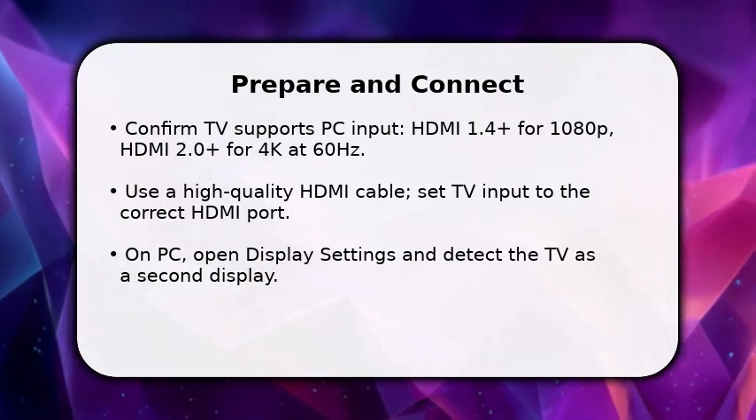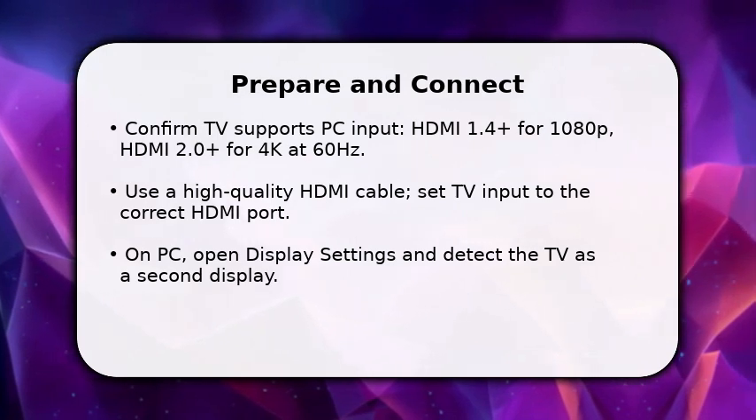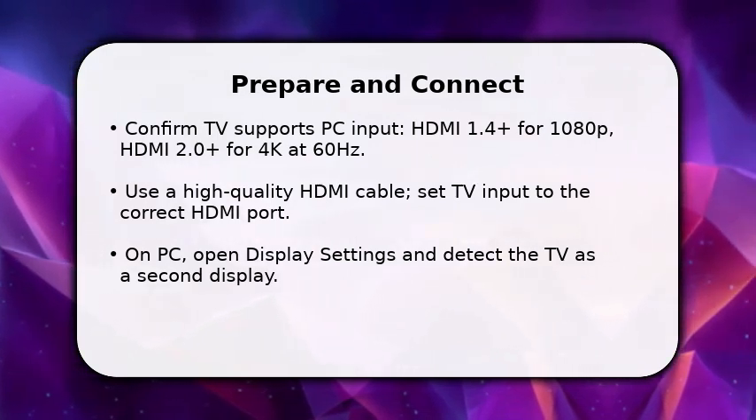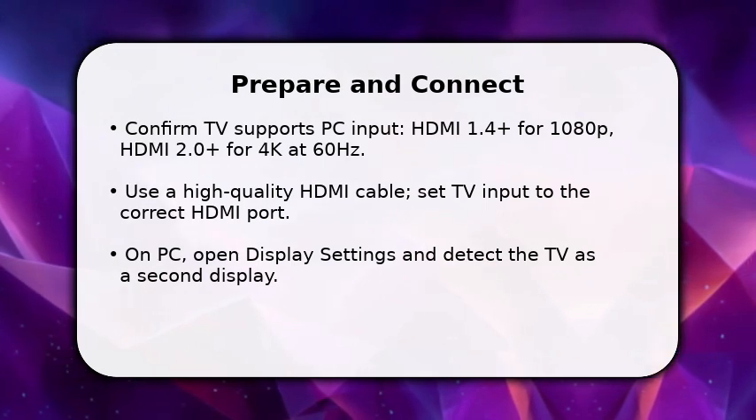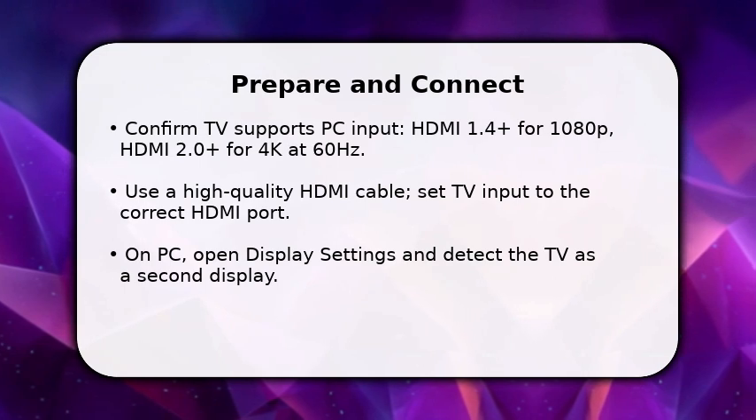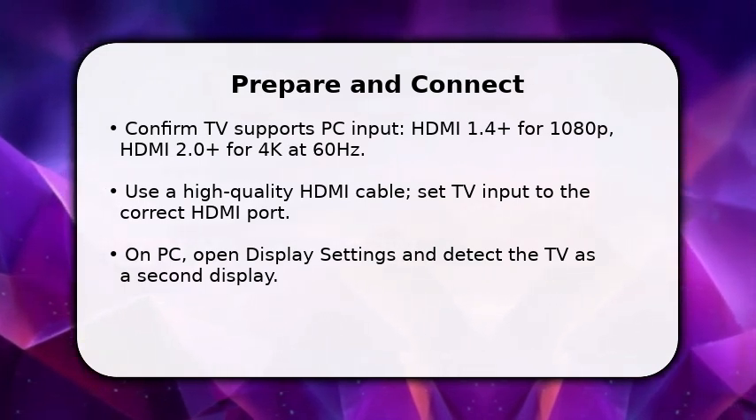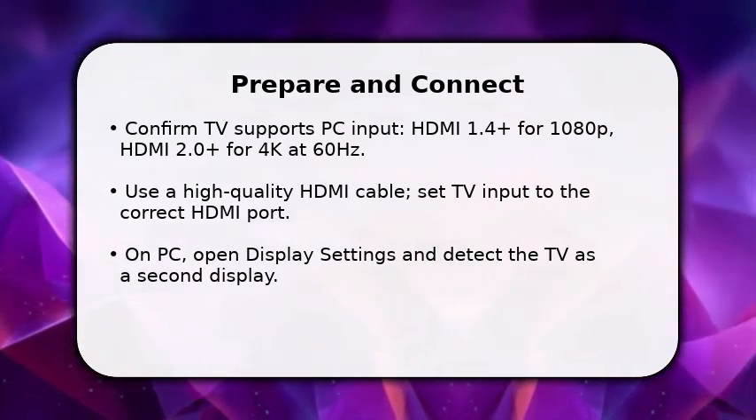On your computer, go to Display Settings and detect the TV. Make it an extended or duplicated display as you prefer. Once done, choose the TV's native resolution, 1080p or 4K, so scaling behaves predictably. This first step prevents blurry results and gives you a clean baseline to adjust from.